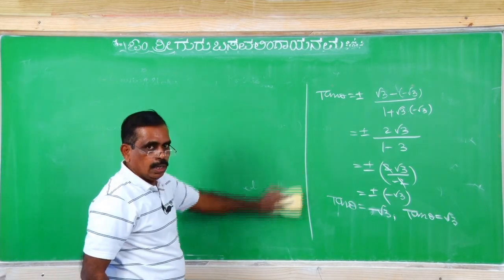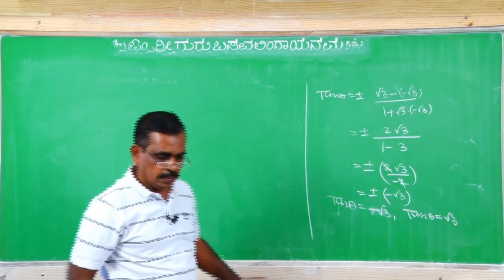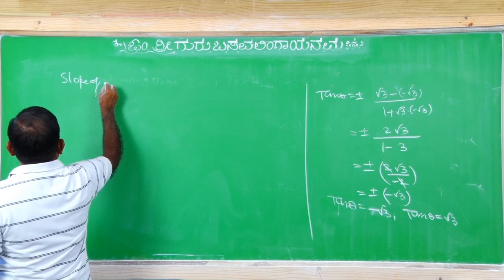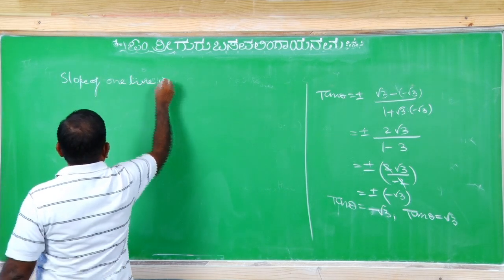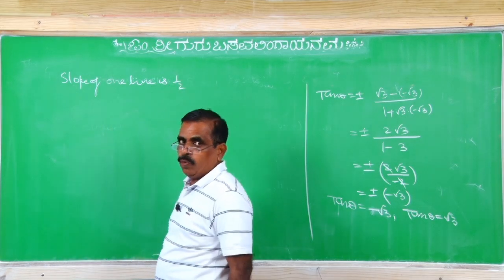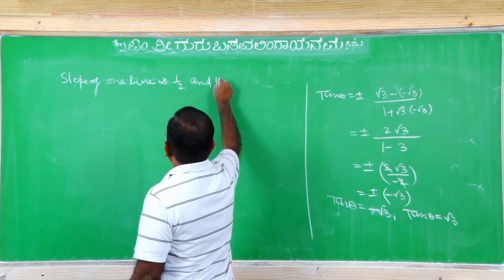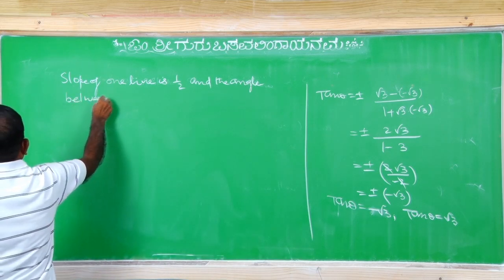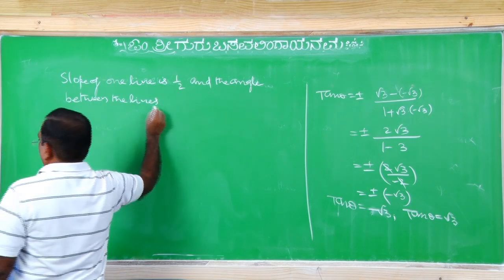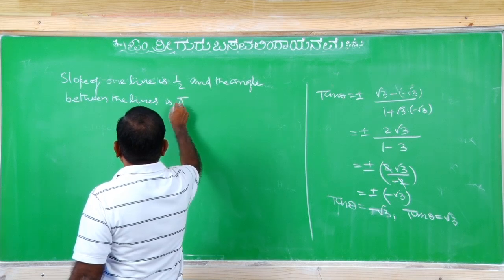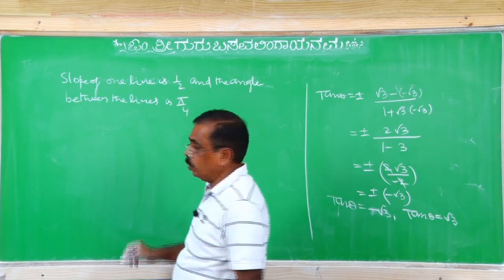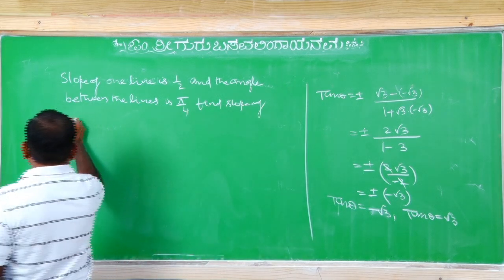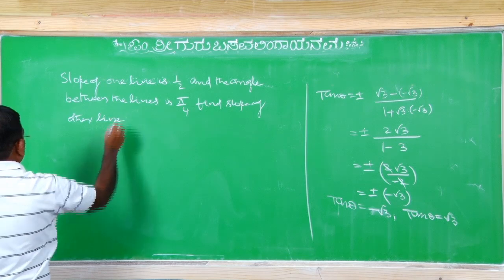One more question. Slope of one line is 1 by 2, and the angle between the lines is pi by 4. Find the slope of the other line.